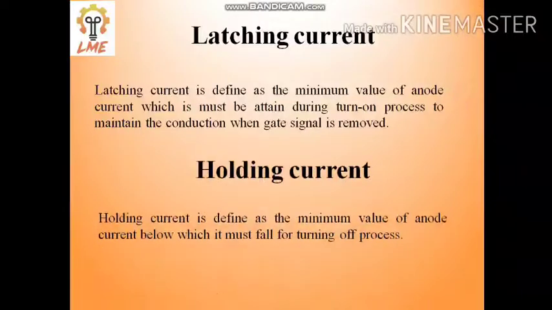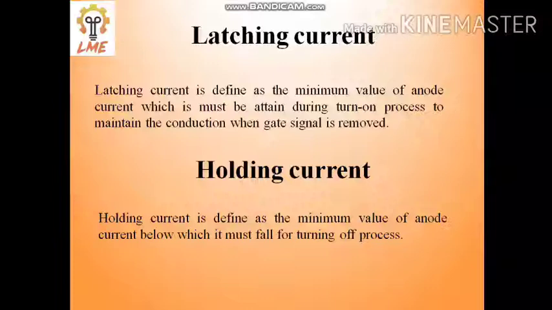Okay, now the holding current. Holding current is defined as the minimum value of anode current below which it must fall for the turning off process. Suppose the conduction is going on with 50 ampere. When we try to turn off the thyristor, the current should fall to a minimum value, which is known as the holding current. When the anode current reaches that value or goes below it, only then will the thyristor be turned off.